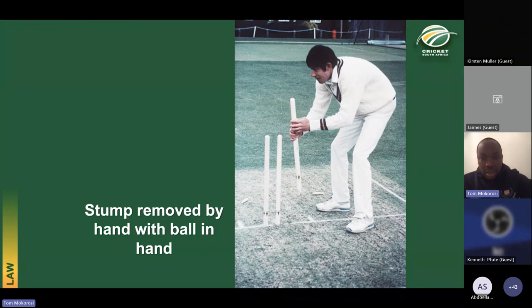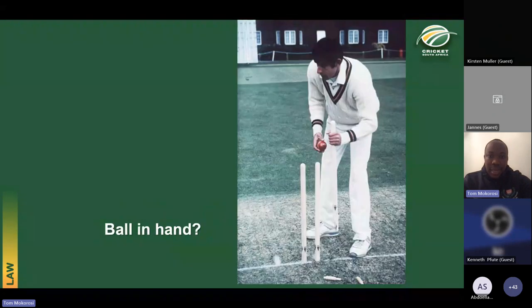Well, if the bales are not on top of the stumps, then this picture depicts what the fielder needs to do to put the wicket down for a second time. Is he correctly putting the wicket down in this picture? No, he is not. Why? Because the ball is not in contact with the stump in this picture when he removes the stump from the ground.